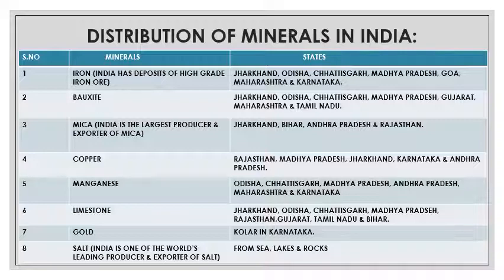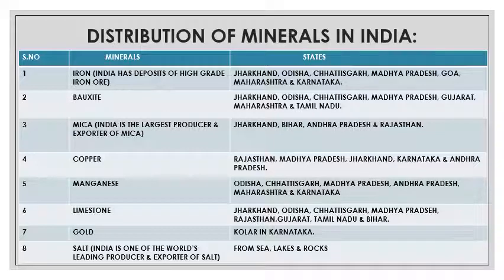Next mineral is bauxite, and it's found in Jharkhand, Odisha, Chhattisgarh, Madhya Pradesh, Gujarat, Maharashtra and Tamil Nadu. Next is mica, and one very important thing about mica is that India is the largest producer and exporter of mica, and it is found in Jharkhand, Bihar, Andhra Pradesh and Rajasthan.